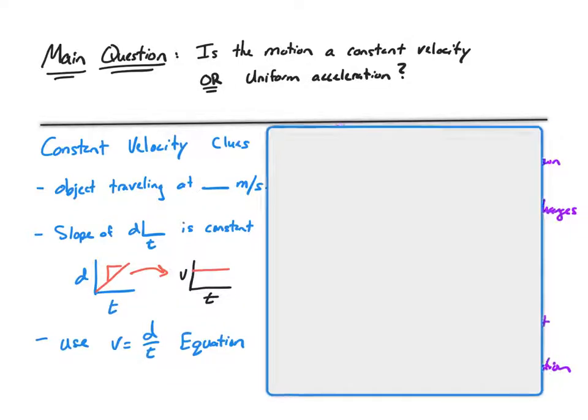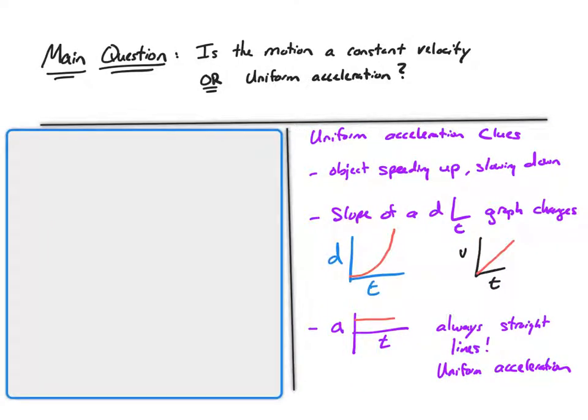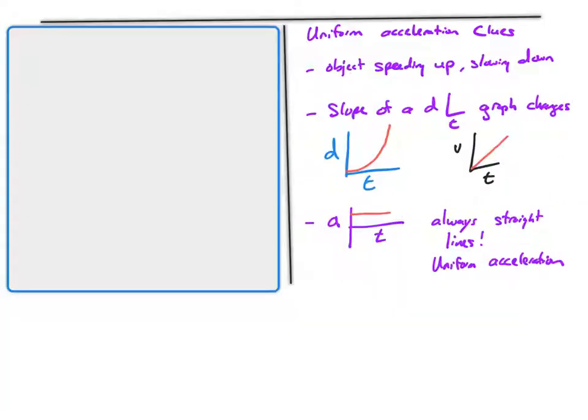When we're dealing with uniform acceleration, we also have some clues. The object is speeding up or slowing down. The slope of that distance and time graph changes, so you're going to see a curved line. And notice that the slope of velocity and time is always constant. Accelerations are always going to be straight lines. That means it's a uniform acceleration.